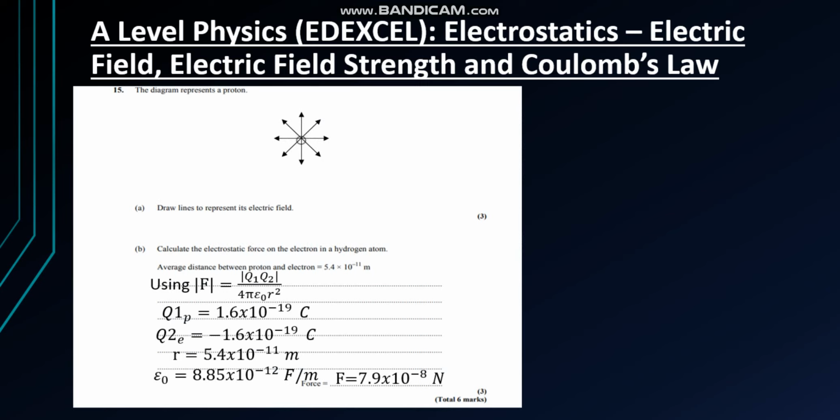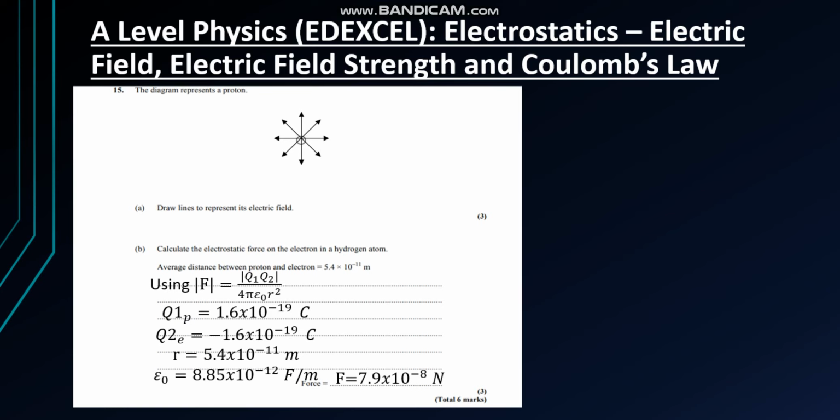So this is where we apply Coulomb's law to determine the force. So we state our quantities that we know. We initially state the charge of the proton, which is given as 1.6 times 10 to the minus 19 coulombs. We also state the charge of an electron, which is given as minus 1.6 times 10 to the minus 19 coulombs. We are given the distance of 5.4 times 10 to the minus 11 meters.